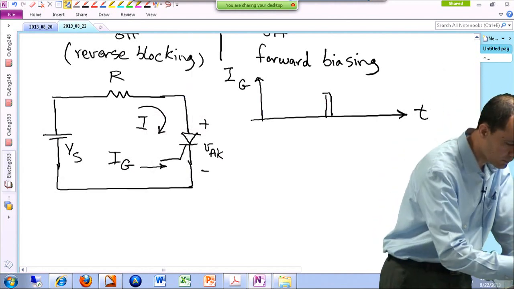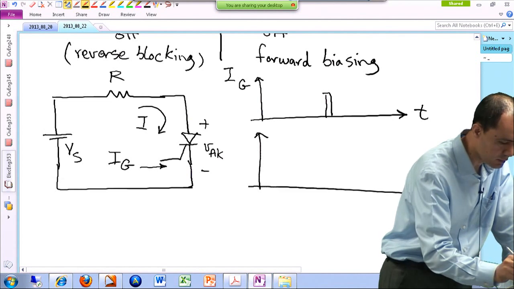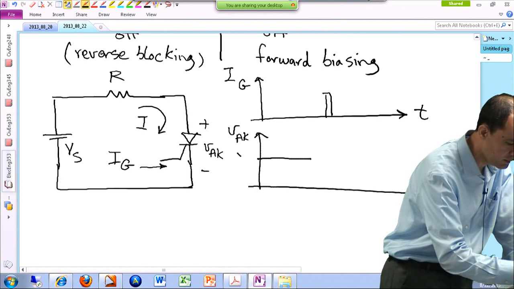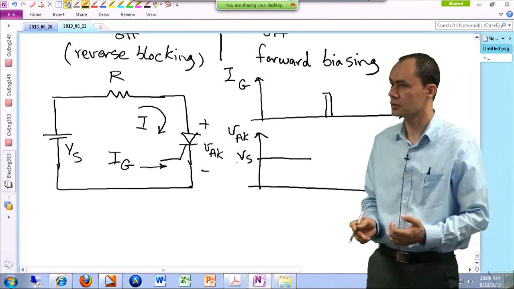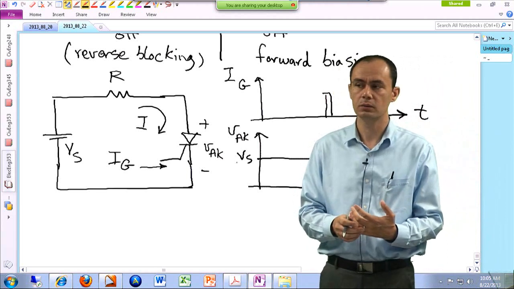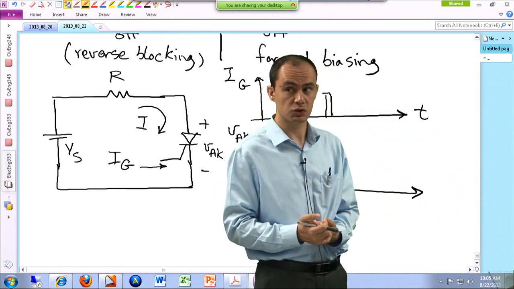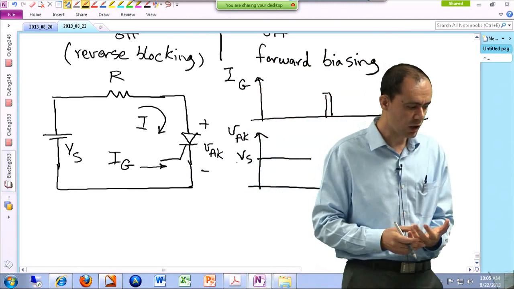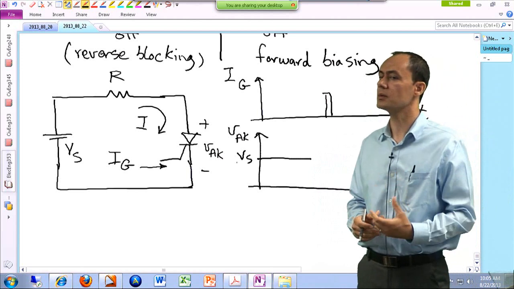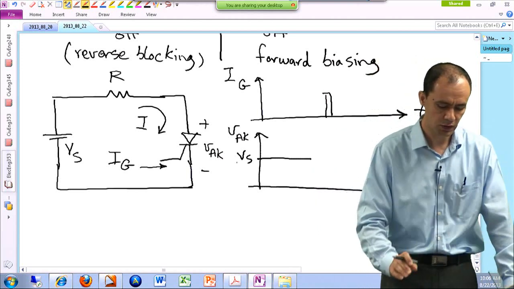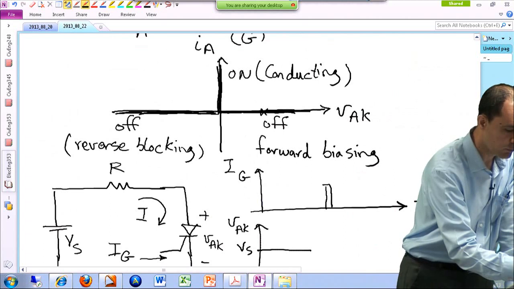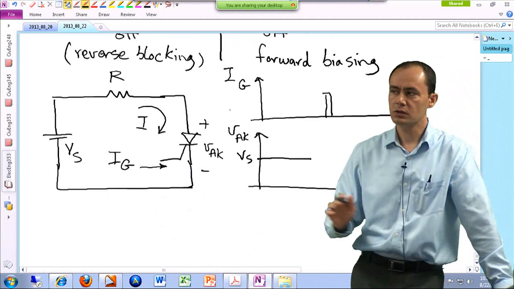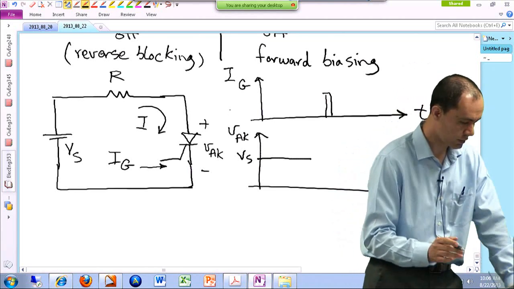So technically, the voltage drop across the thyristor is basically Vs, the source voltage, because there is no current in the loop, therefore there is no voltage drop across that resistor. So all of my source voltage appears across my switch. So the switch is off, but because there is a positive voltage drop across it, you would argue that the switch is in the forward biasing region, basically in here. All right. So this continues as long as I have not triggered the gate.